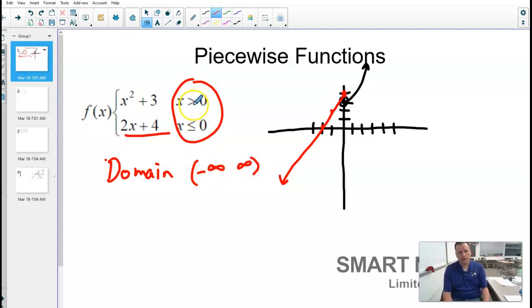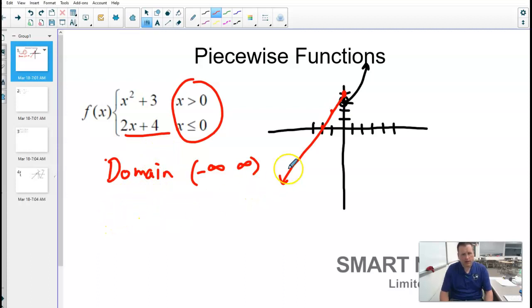The other way to look at this would be right here. If you notice, this is going greater than 0, this is going less than or equal to 0. So it's covering all x values. When it's covering all x values, it's just negative infinity to infinity. So you want to be able to find those domains as well.